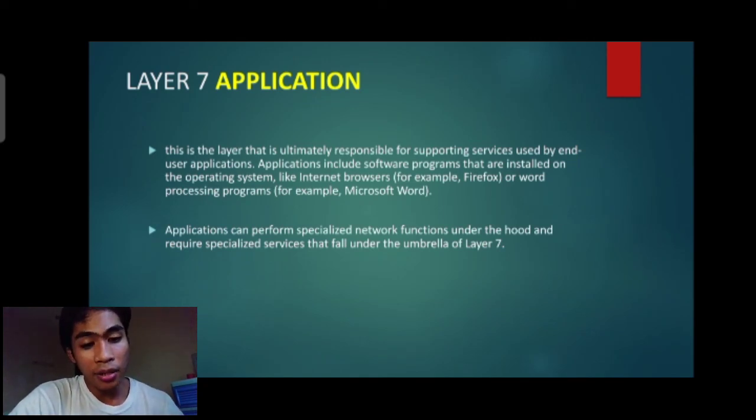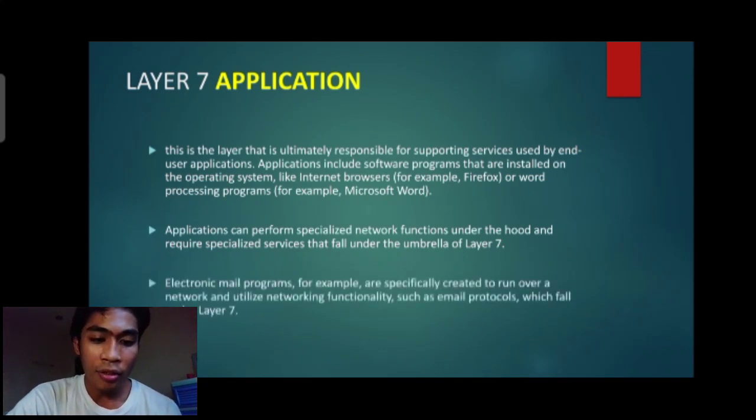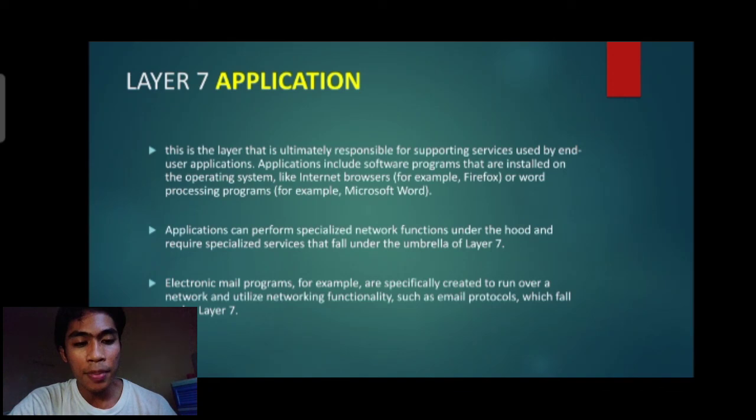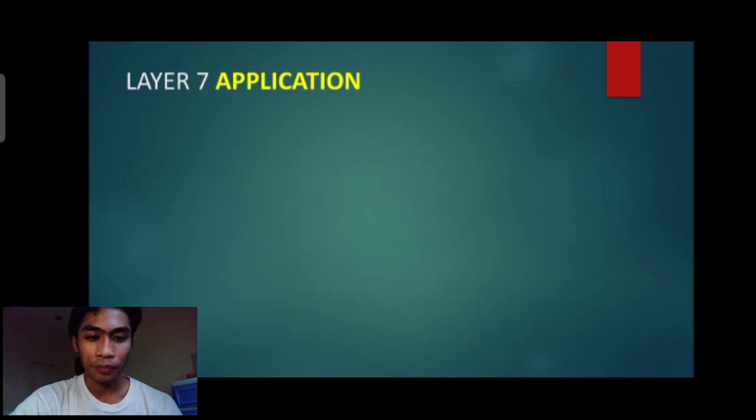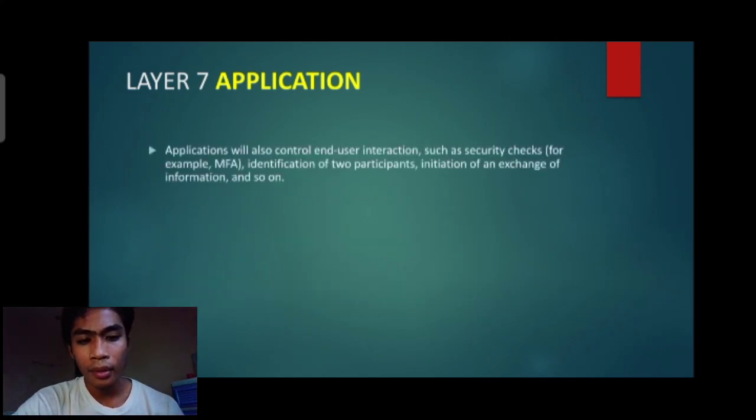Applications can perform specialized network functions under the hood and require specialized services that fall under the umbrella of layer 7. Electronic mail, or Gmail for example, is specifically created to run over a network and utilize networking functionality such as email protocols, which fall under layer 7. So what's more? Applications also control end-user interactions such as security checks, for example MFA, identification of two participants, initiation of an exchange of information, and so on.